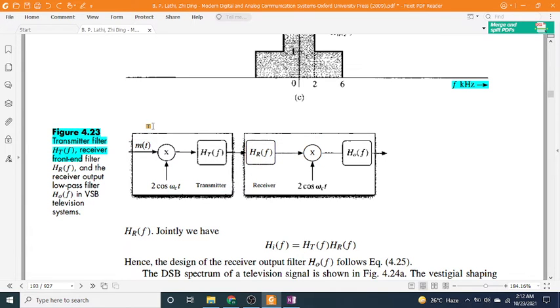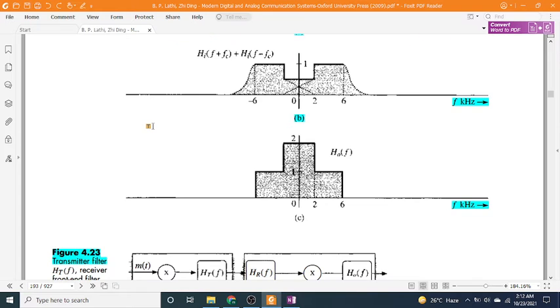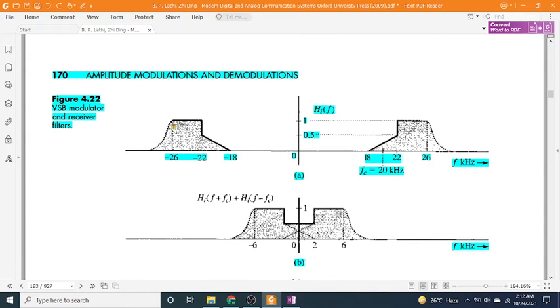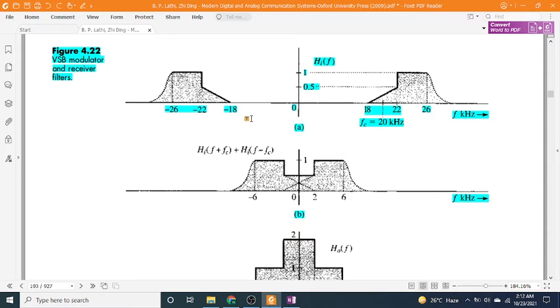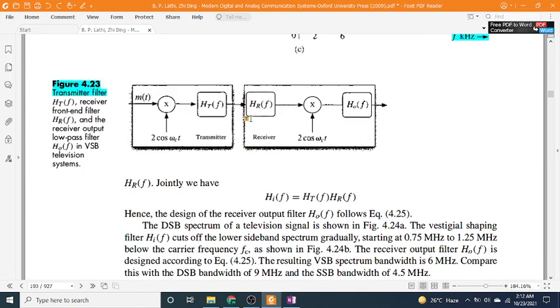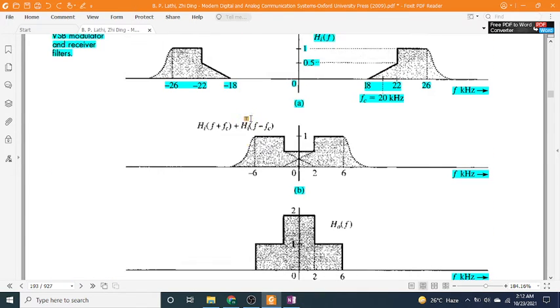Transmitter H_T(f) and receiver H_R(f) jointly give H(f) = H_T(f)H_R(f), which is 0.5 at f_c = 20 kHz. Hence, the design of the receiver output filter H_o(f) follows Eq. 4.25.